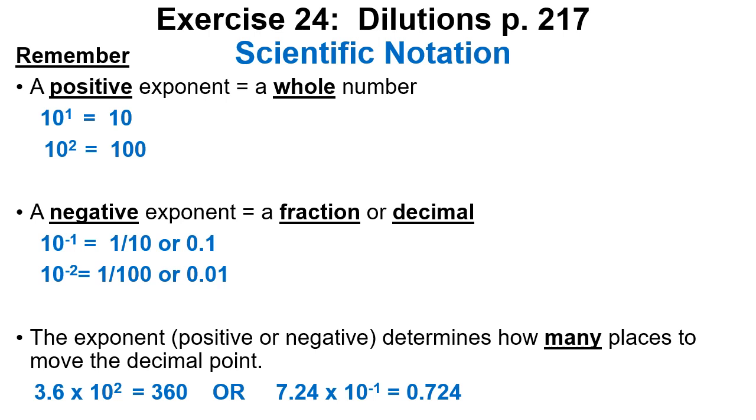So for example, 3.6 times 10 to the 2 is the correct way to write the number 360 in scientific notation. You place the decimal between the first two whole numbers, which in this case is the 3 and the 6, and you put a 10 to the 2 because you move the decimal 2 places. Another example is 7.24 times 10 to the negative 1. This is a fraction, so we're going to move the decimal to the left and get 0.724.